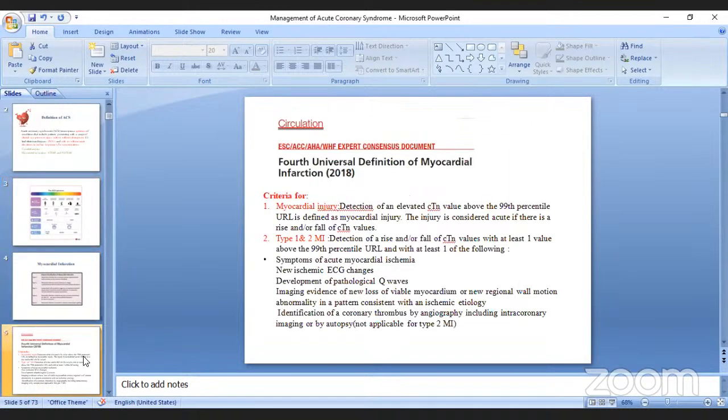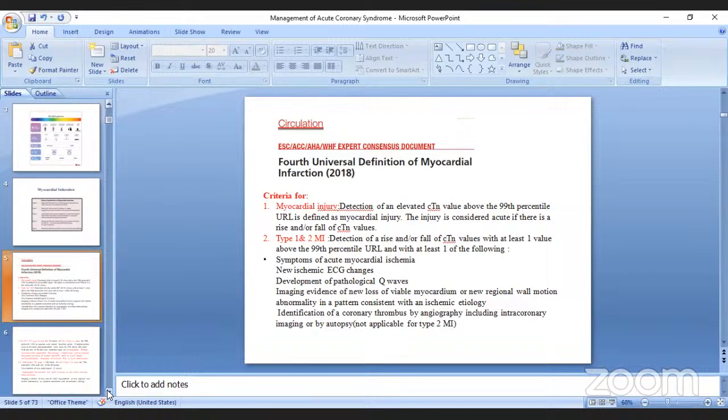The fourth universal definition of myocardial infarction was formulated in 2018 and published in the Circulation journal, where specific criteria have been given to identify myocardial injury and myocardial ischemia. Myocardial injury is the detection of an elevated cardiac troponin value above the 99th percentile of the upper reference limit. This injury is considered acute if there is a rise and/or fall of the cardiac troponin values.